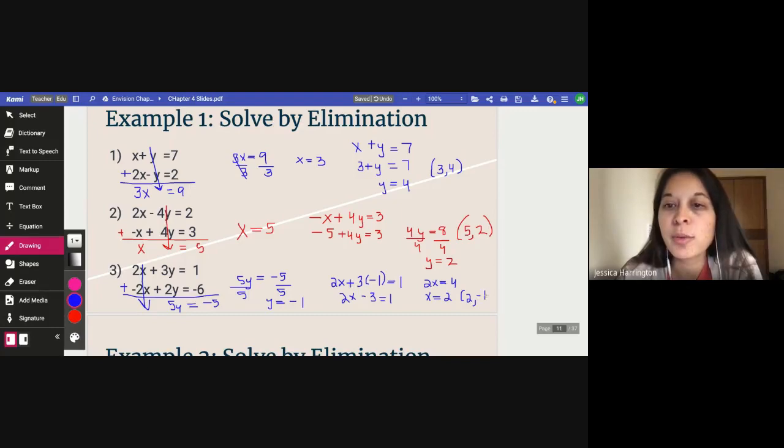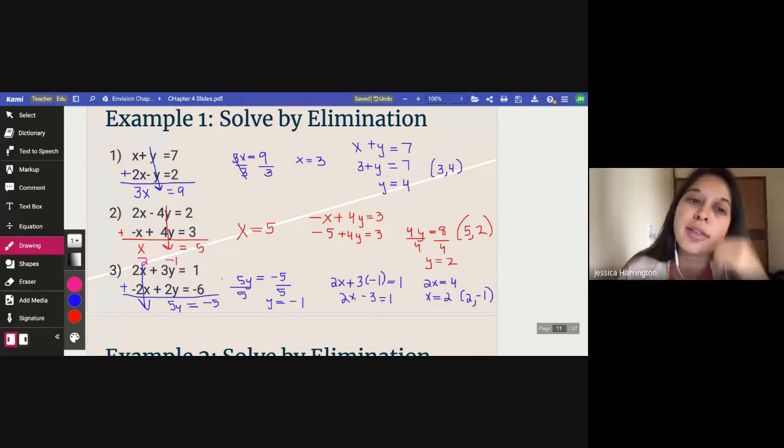And remember, you can always go back and check, is this the right answer? I can go back in and plug them in here. If I plug in 2 for x and -1 for y, I should get 1. 2 times 2 is 4, yep. Plus 3 times -1. So 4 plus -3, yes, it is 1. So that's how I know my answer is correct. You can also graph it and make sure it crosses at that point.